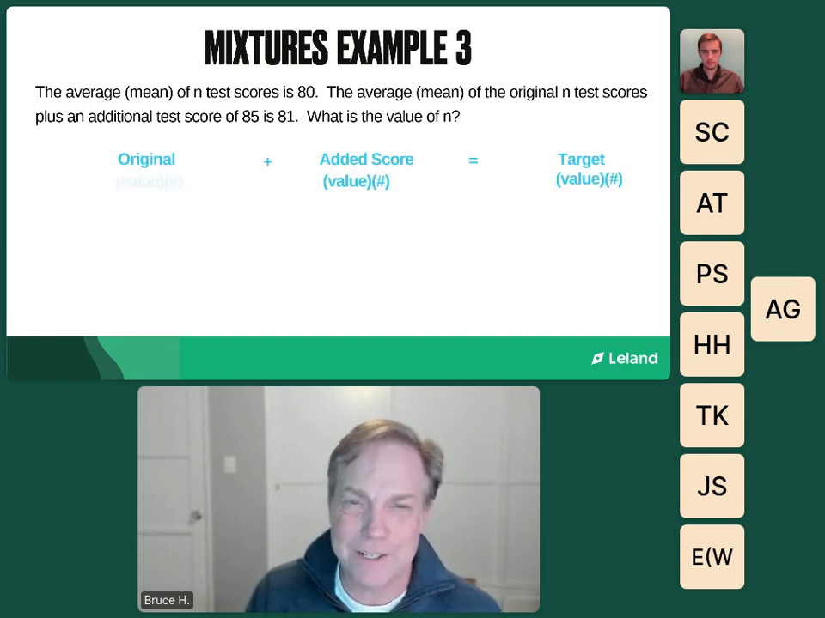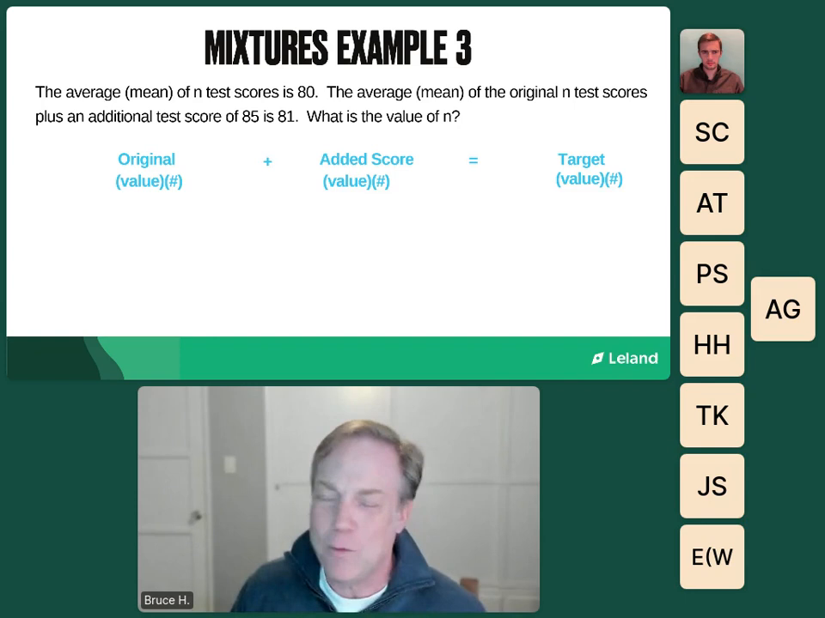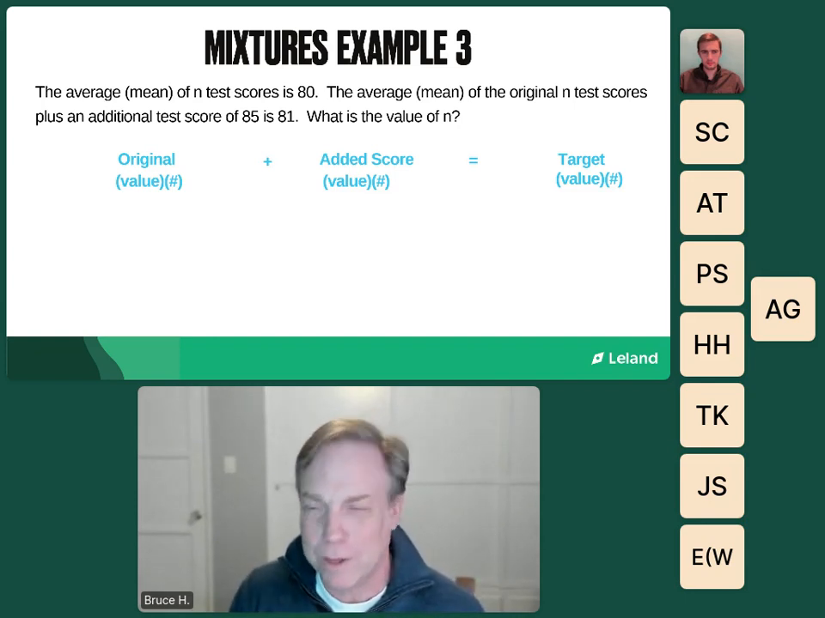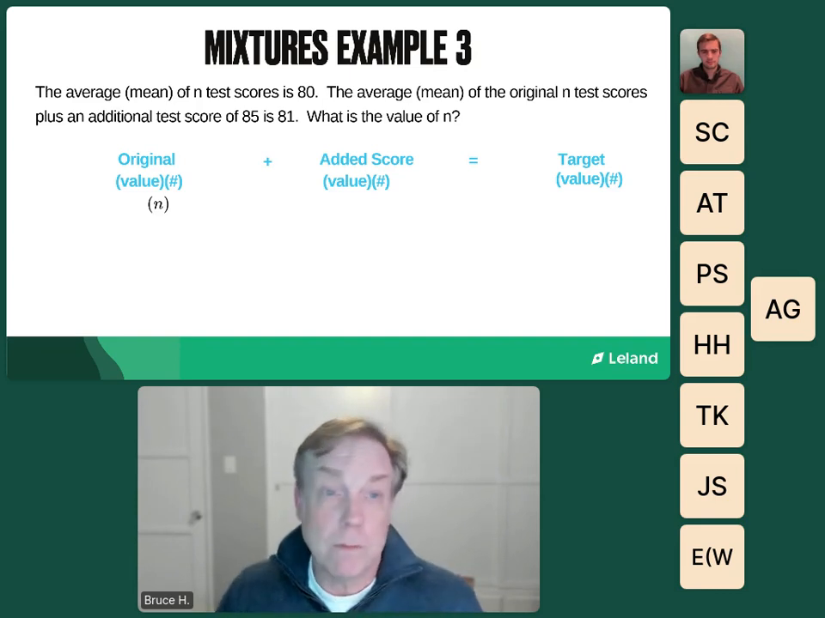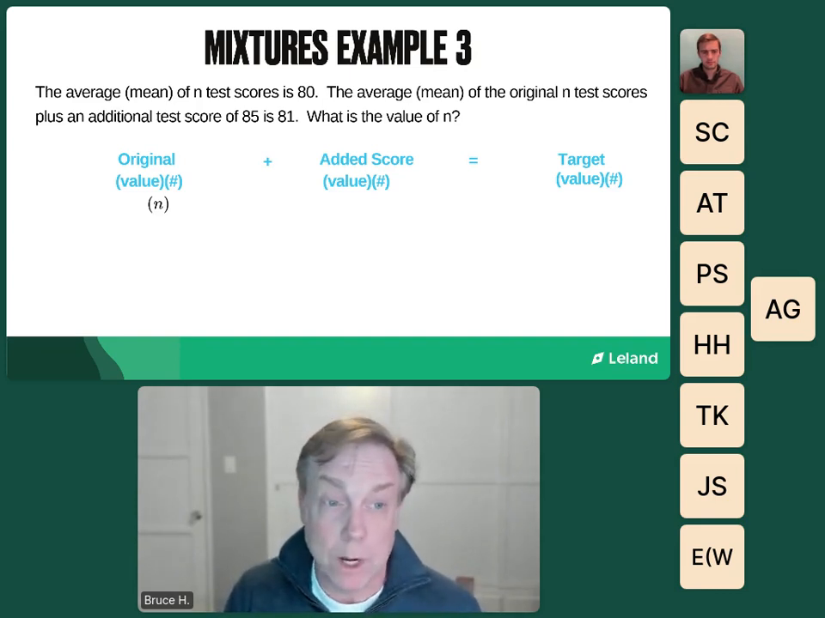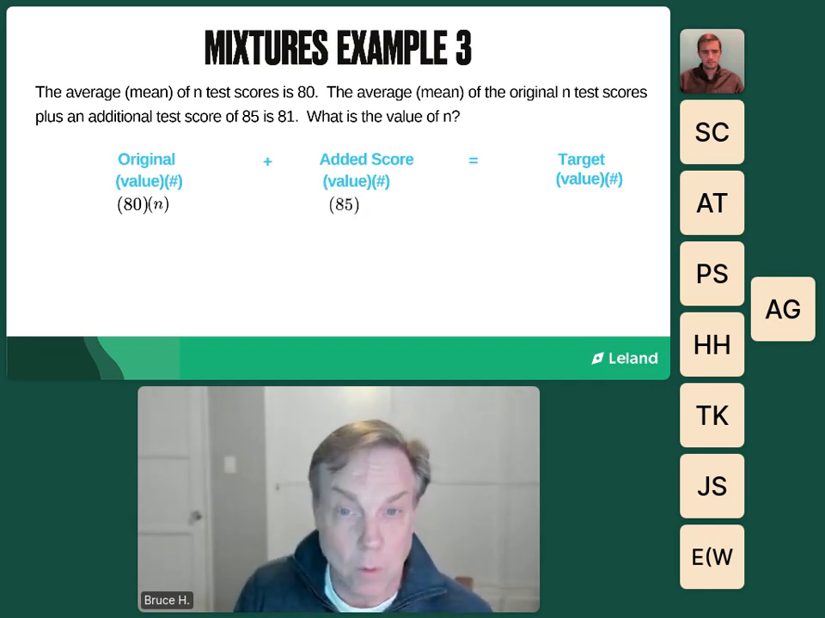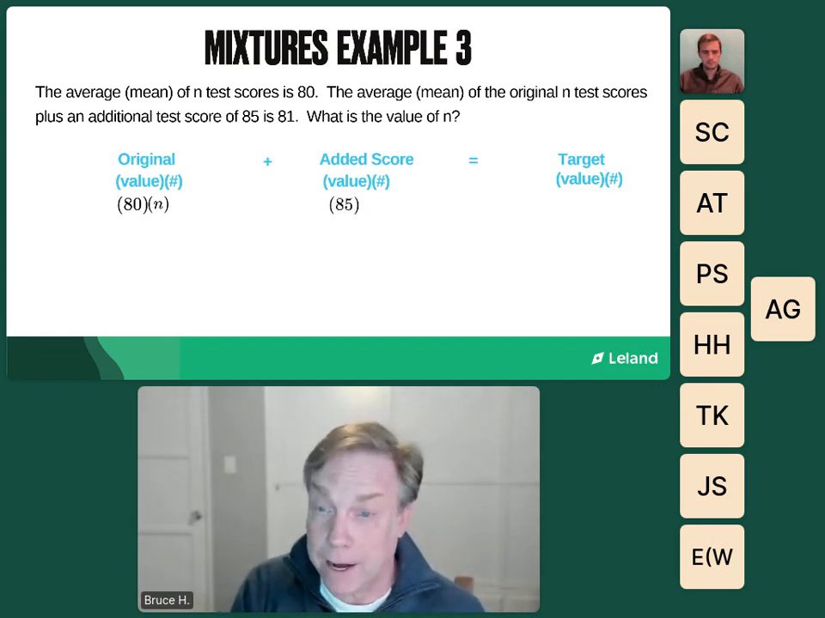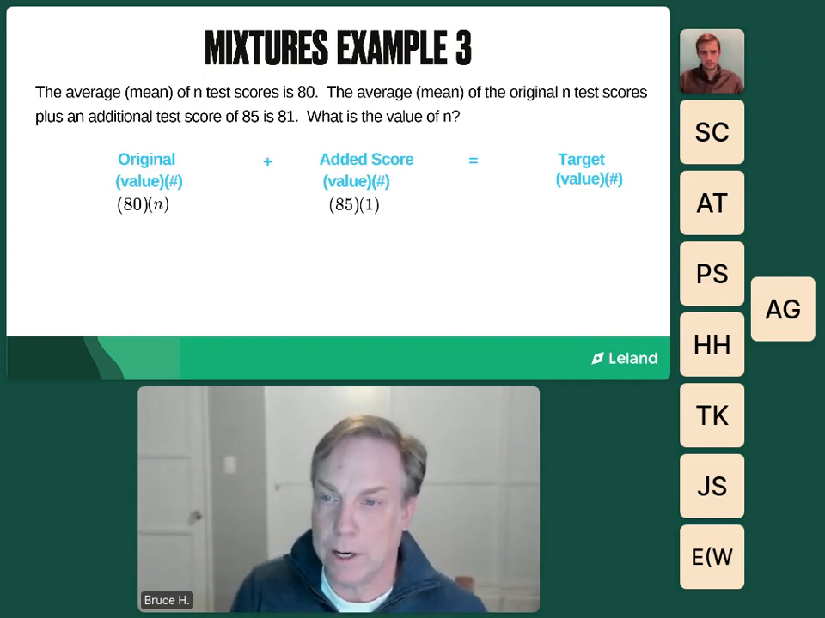What? Yeah, I don't understand what that means either, but I know that the original plus the added equals target, and we know we can just pick out the value and the number for each thing. So let's talk about the original. Well, N number of scores, and we know what the average was. It was 80. What about the added? Well, we added an 85. How many 85s did we add to this thing? We just added 1.